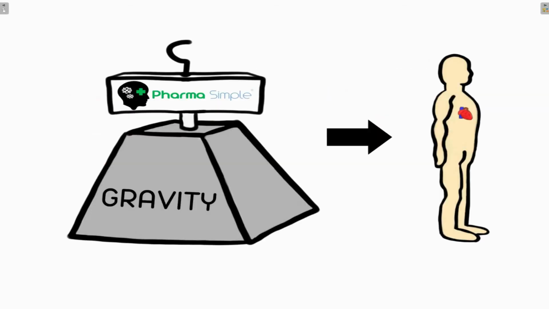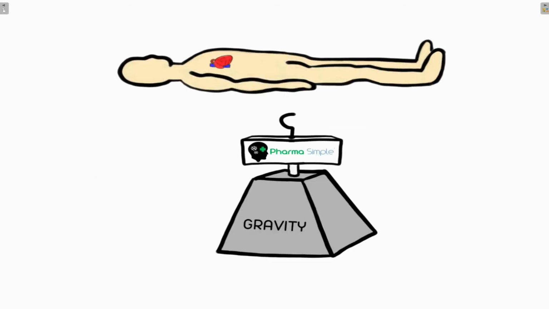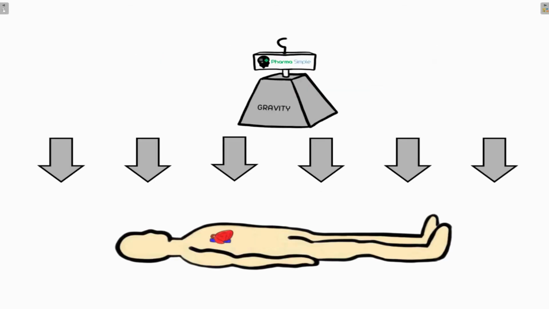Now, gravity is one of the single biggest physiological stresses on the body, especially on our cardiovascular system, and so it's important to look at. Now, the only exception is when we're lying down. When we lie down, gravity is acting equally across all parts of the body, and so the blood pressure is exclusively due to the pumping of the heart.